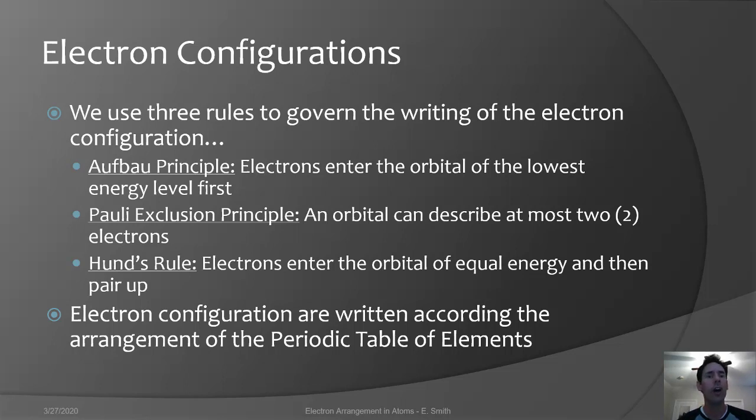The most important rule, the Aufbau principle, states an electron must be at the lowest energy level first, meaning it must enter energy level number 1 first. The Pauli exclusion principle says that an orbital can describe at most 2 electrons, meaning an orbital can hold only 2 electrons. And Hund's rule says that we must have an electron enter each orbital before we start pairing them up. So you can actually write the electron configurations based upon the periodic table of elements. So let me show you how we can do that.